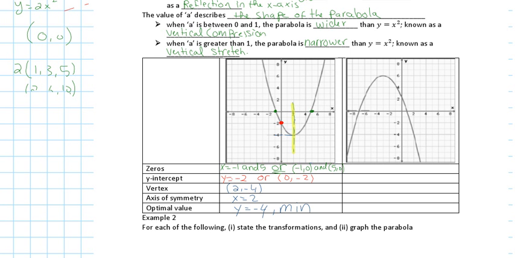I just wanted to make sure, how did you get the zeros? The zeros is when the graph intersects the x-axis. My graph intersects the x-axis at these two points. Okay, that makes sense. I'm going to give you time to work on this.